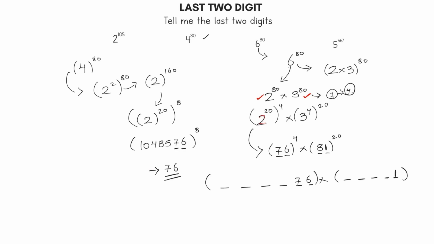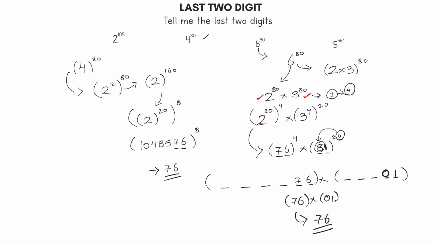The tens digit is 8 into 0, the last of this into the second last of this. 8 into 0 is 0, so 01. So eventually I'm left with 76 into 01. 76 into 1 is what? 76. Right? 76 into 1 has to be 76, and that's my final answer. 6 raised to 80, the last two digits will be 7 and 6. So for 6 you have to use the method of both 2 as well as 3.